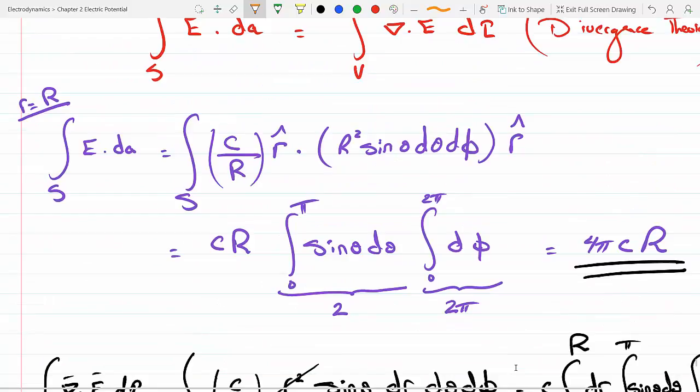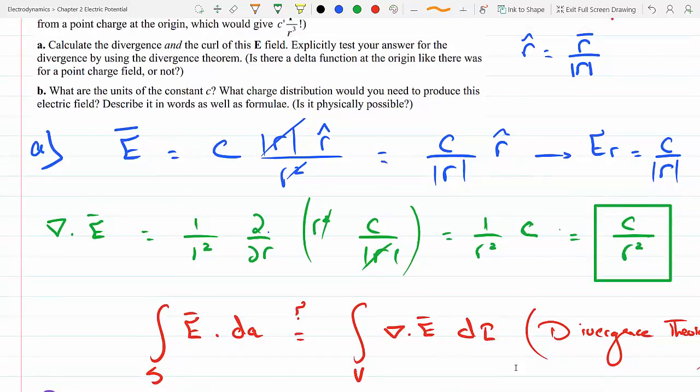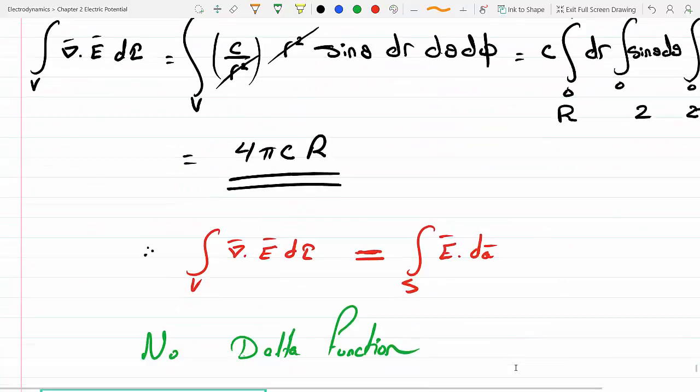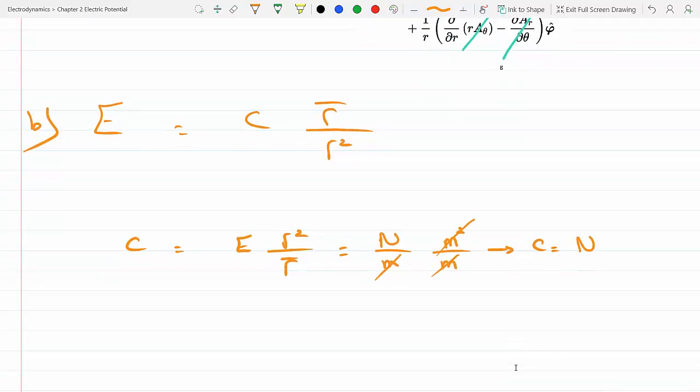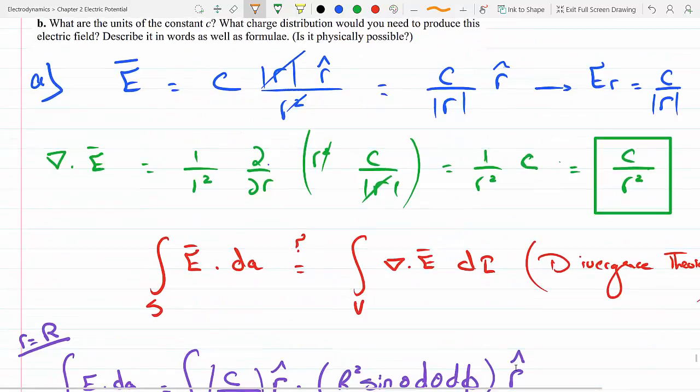How come you have R squared? So it's a force. How come R squared is on top? If you solve for C, wouldn't R squared be on top? Cross multiply, huh? Right, yeah. And so, having said that, C turns out to be in newtons.